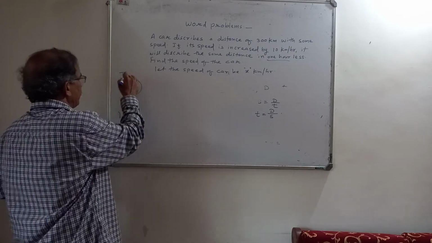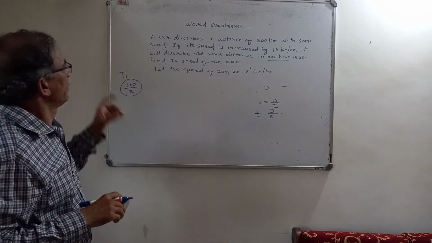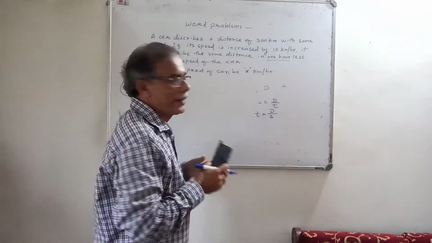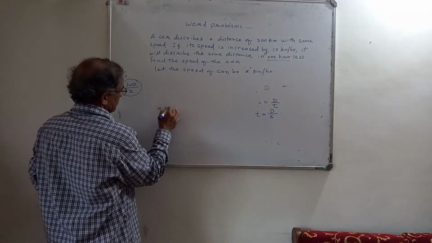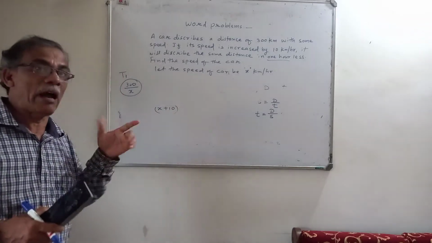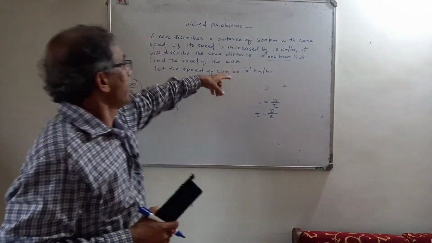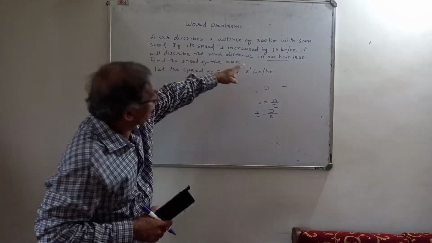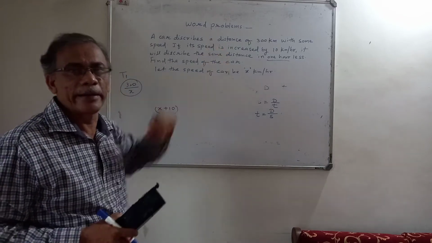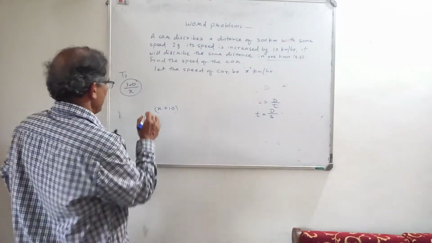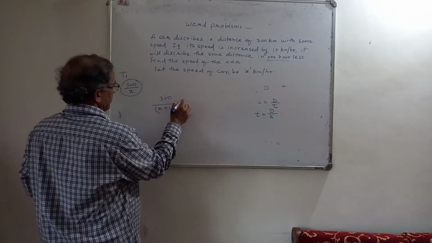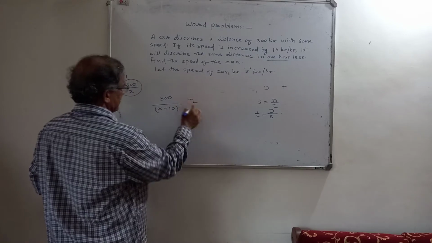Suppose this is t1 in the first case. If the speed is increased by 10 km per hour, this x will become x plus 10. And with this speed it travels the same distance, 300 km. So how much time will it take? It will take now 300 upon x plus 10. So this is the time taken in the second case.